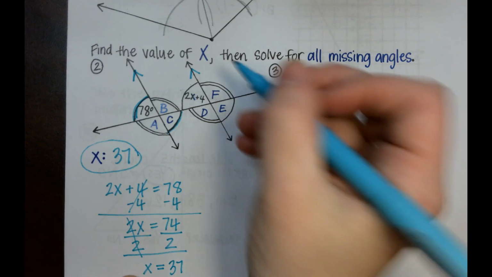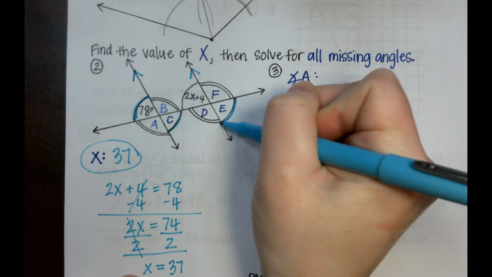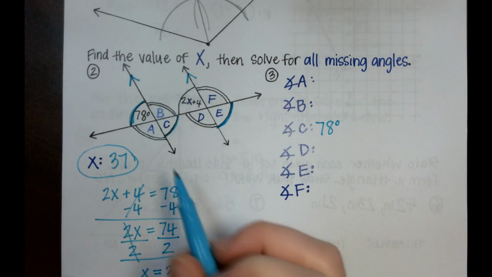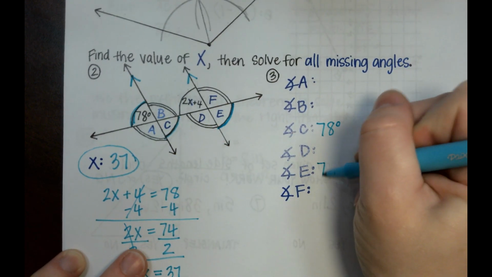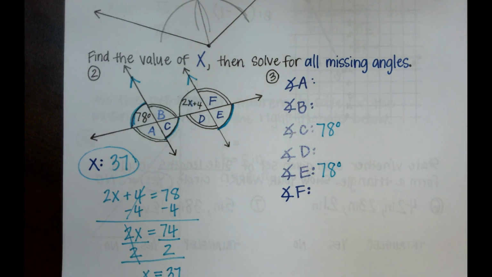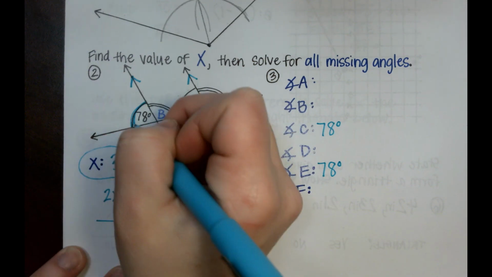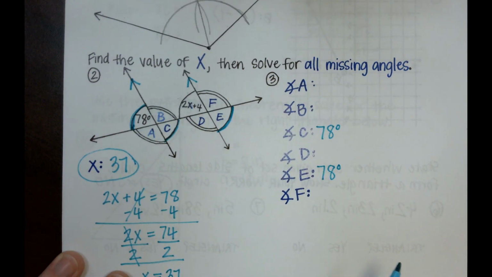E would be... yes, E is also 78 degrees. E would be a corresponding angle. Those would be the only ones that are 78 degrees, because those are the only ones with one arc. The rest have two arcs. Perfect. In order to find that one, wouldn't you have to do 78 plus X equals 180?